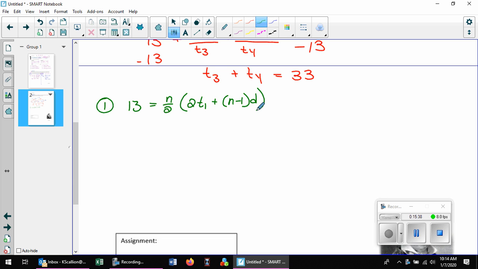Oh, what can I replace? n is 2. Right, so that's for that first sentence of information. So n should be 2 because I have two terms in that first bit of information. So I'm going to have 13 is equal to 2 t1 plus d.